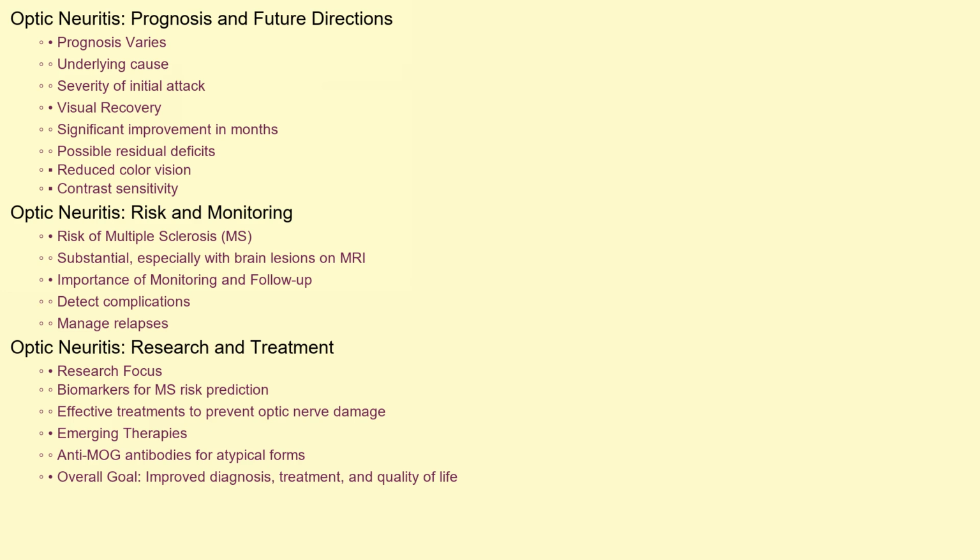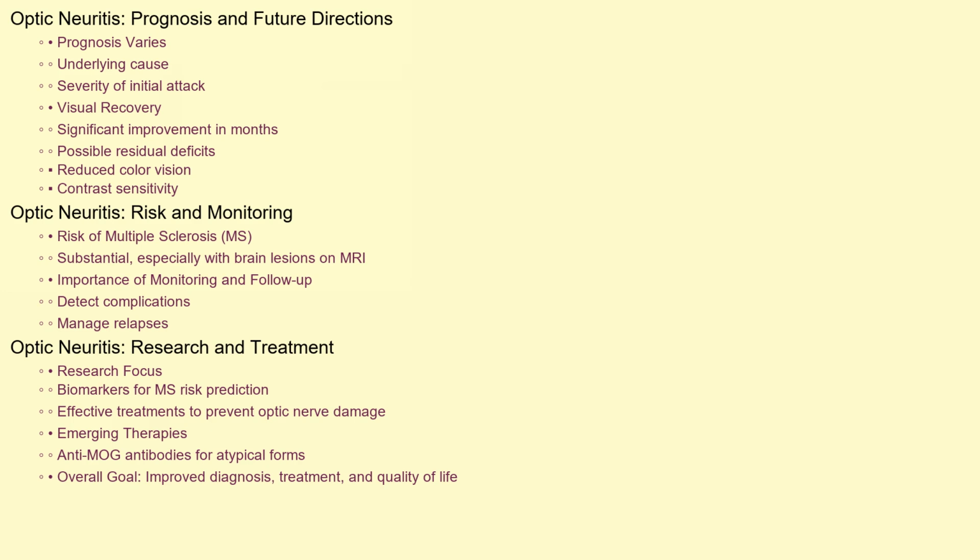What does the future hold for individuals with optic neuritis? The prognosis varies depending on the underlying cause and the severity of the initial attack. Many individuals experience significant recovery of vision within a few months, though some may have residual deficits, such as reduced color vision or contrast sensitivity. The risk of developing MS after an episode of optic neuritis is substantial, particularly in those with brain lesions detected on MRI. Regular monitoring and follow-up are crucial to detect and manage any potential complications or relapses.